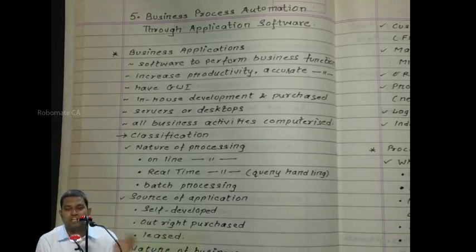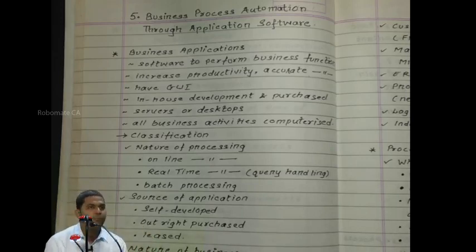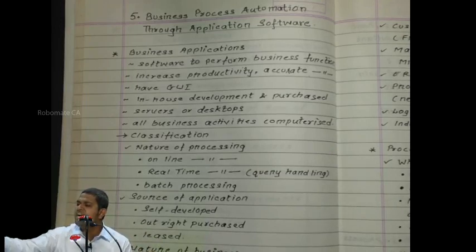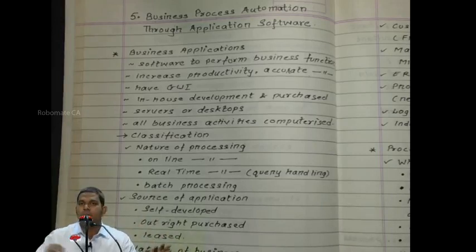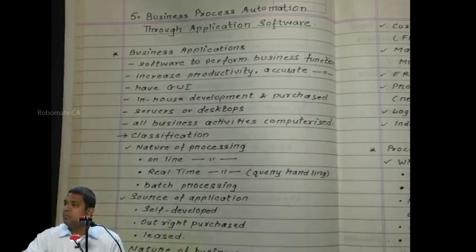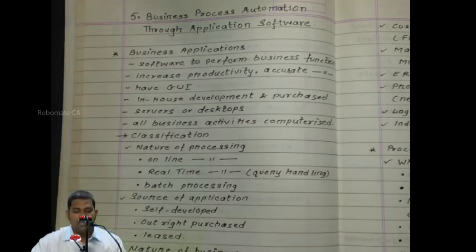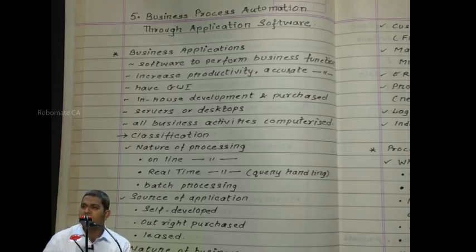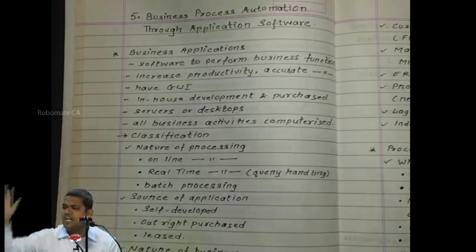Now based on nature of processing, we have the first one, online. Online application or online processing is that processing which will be processed immediately. Immediate processing. You give the request, immediately your data will be processed. Immediately your request will be processed. That is called online processing. Next one is called real-time processing. Real-time processing is that processing where the request will be processed immediately.